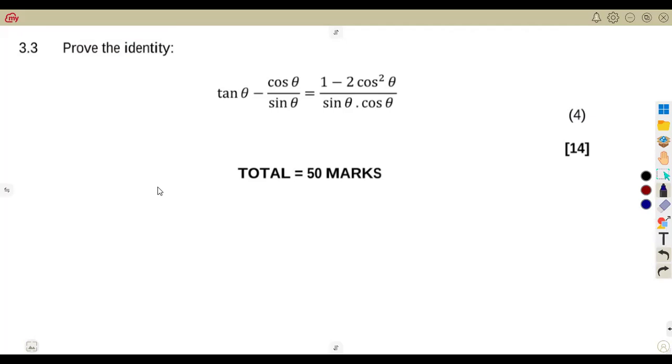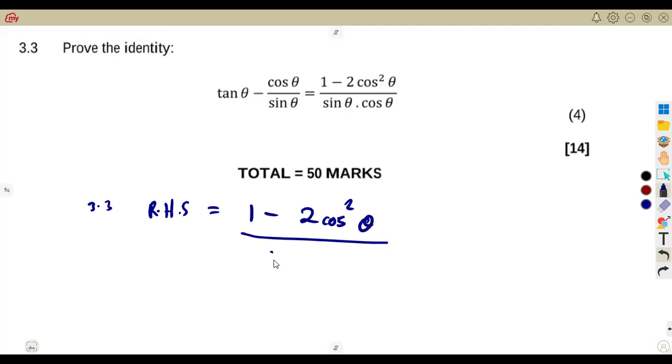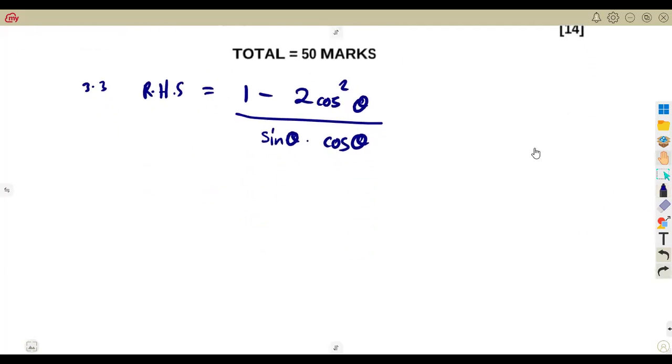But in this question, we are going to try and work from the complicated side, the right-hand side. So from the right-hand side, that is where I'm going to start. It is much more complicated there. I'm given 1 minus 2 cos squared theta, everything over the sine of theta times the cos of theta. We are supposed to prove that it gives us tan minus cos, something like that. All right, so this is how you prove, guys.